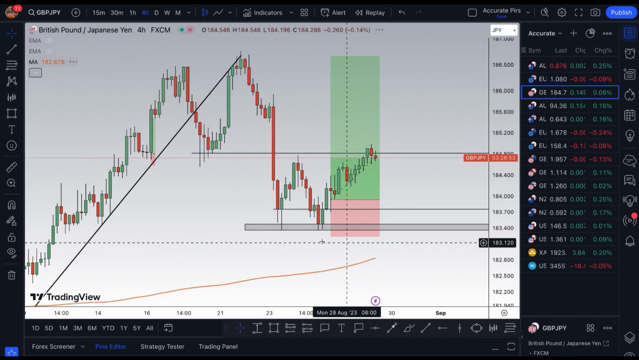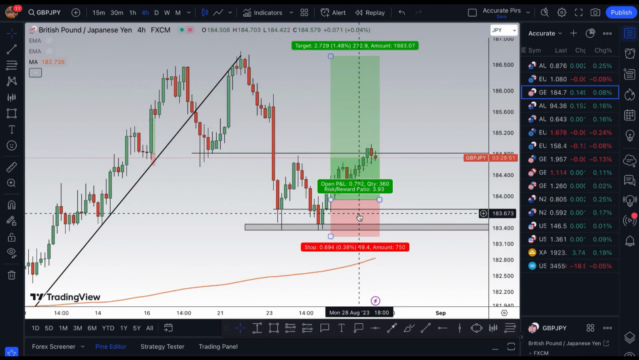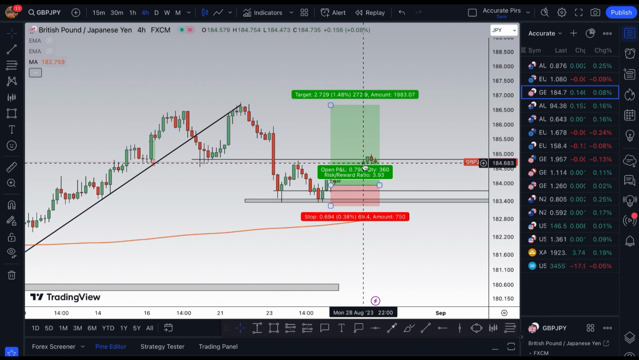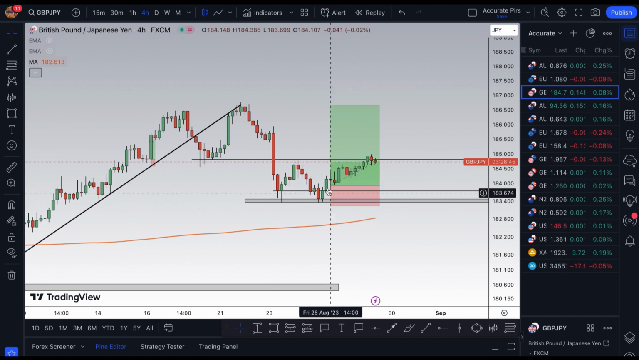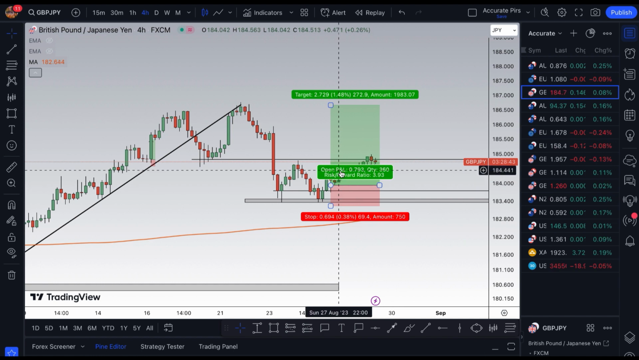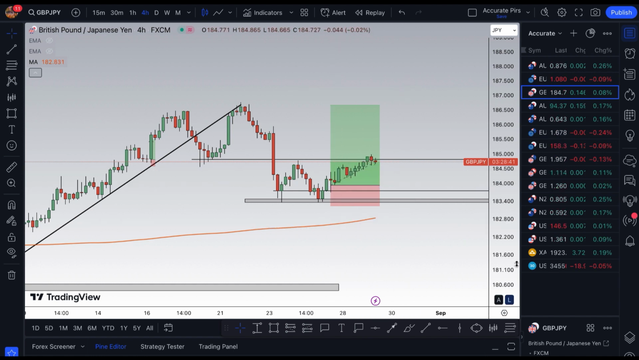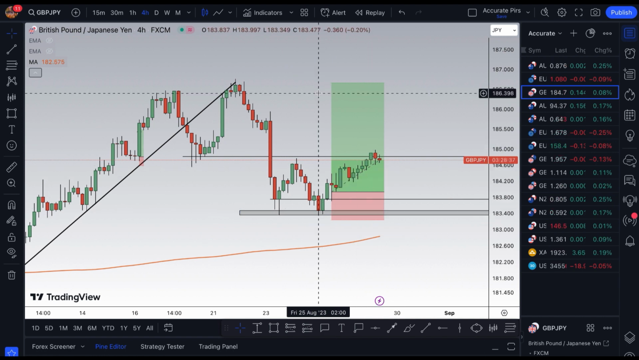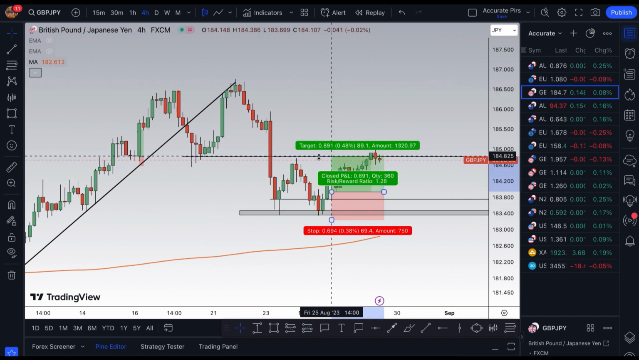Let's move on to GBP JPY. I took this trade last week. Unfortunately, I came out of it at break even. To be fair, it's probably my fault. I probably moved the trade to break even a bit too early, and I got snubbed out. But I do believe this is going to push towards the upside.